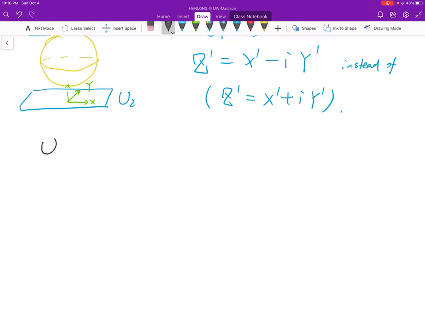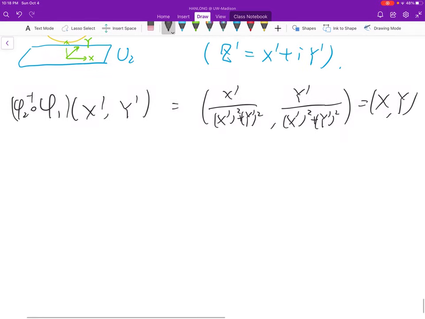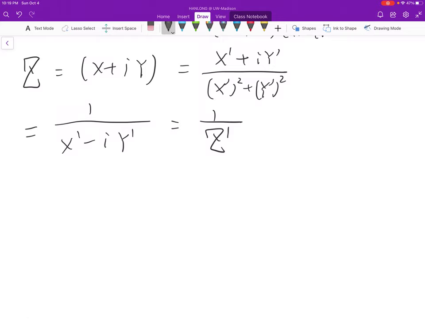Then you will find, if we have phi 1 phi 2 inverse composed with phi 1, applied to x prime, y prime, you will have x prime over x prime square plus y prime square, y prime over x prime square plus y prime square, which is x, y. Okay, then z is x plus iy. You plug in, you will find it's x prime plus iy prime over x prime square plus y prime square, which is 1 over x prime minus iy prime, which is 1 over z prime. So of course, this is a holomorphic function on C star.